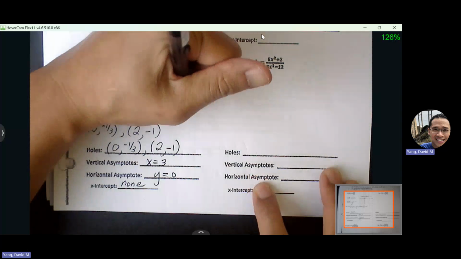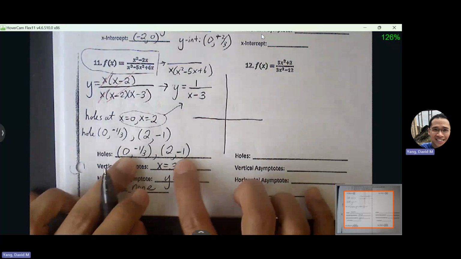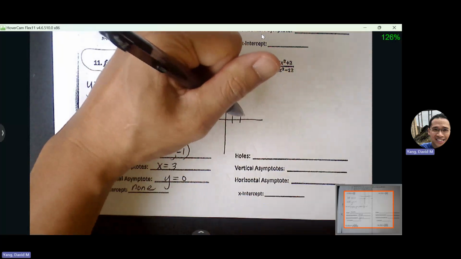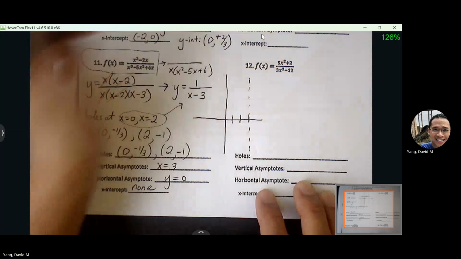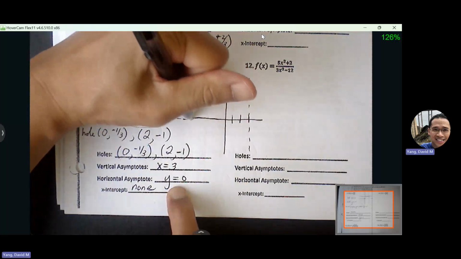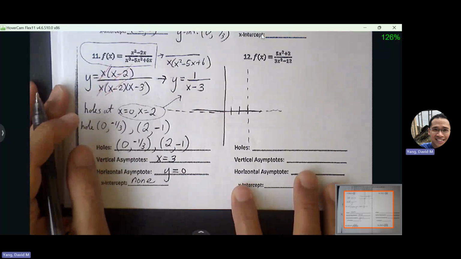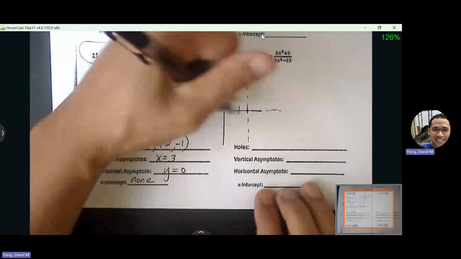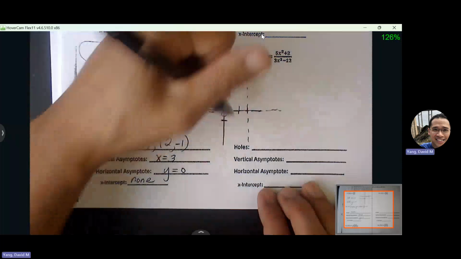Okay, so here's a sketch of the graph. We have holes. Sorry, let's start with the vertical asymptote at x equals 3. And a horizontal asymptote at y equals 0. So that's why the graph doesn't have an x-intercept, because there's an asymptote there at y equals 0. No x-intercept. The hole is at (0, negative 1/3). So I'm just going to estimate where that is. And (2, negative 1).